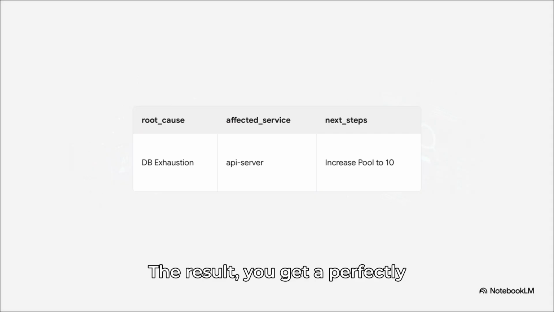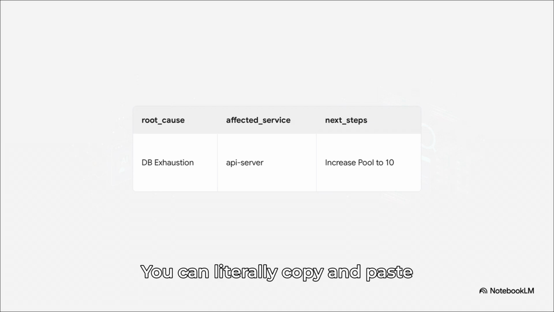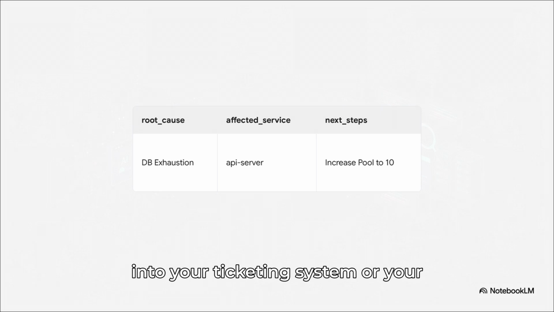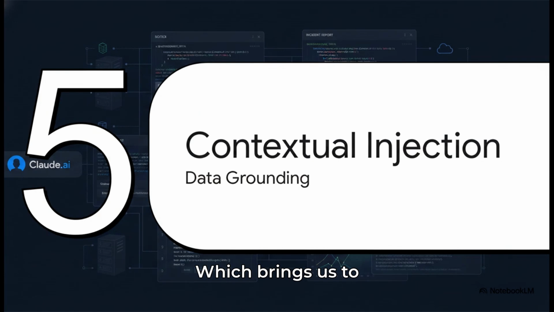The result? You get a perfectly clean JSON or table output that looks like it came straight out of a code editor. It is instantly actionable. You can literally copy and paste these outputs directly into your ticketing system or your automation scripts simply because the structure is entirely predictable. Which brings us to Section 5, Technique 4, Contextual Injection.